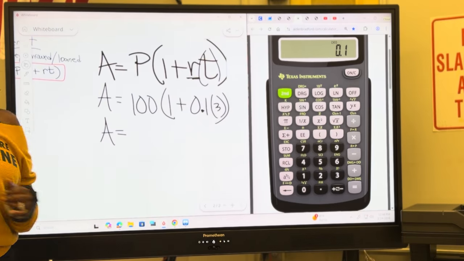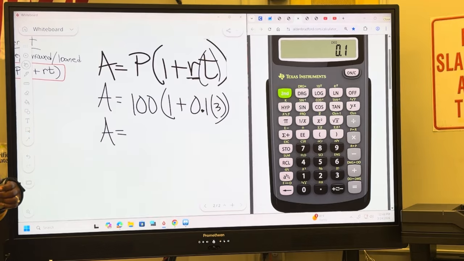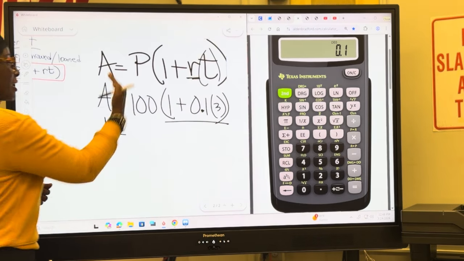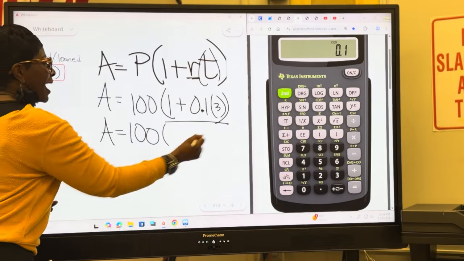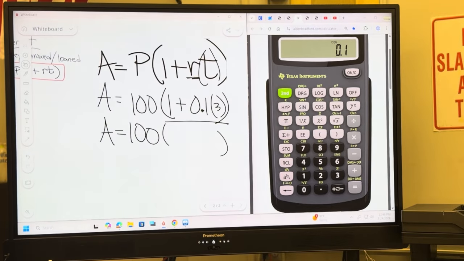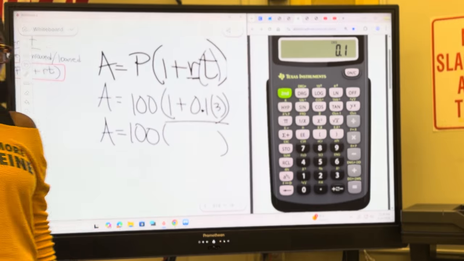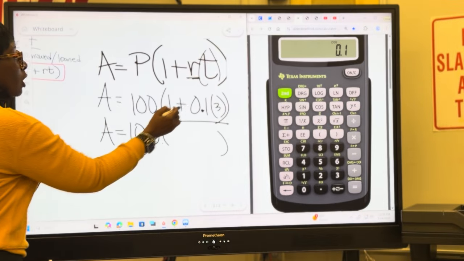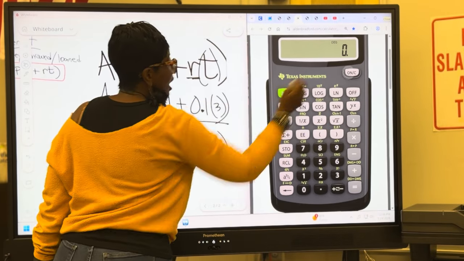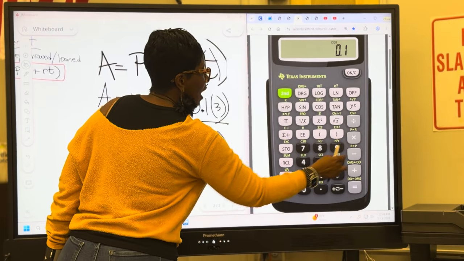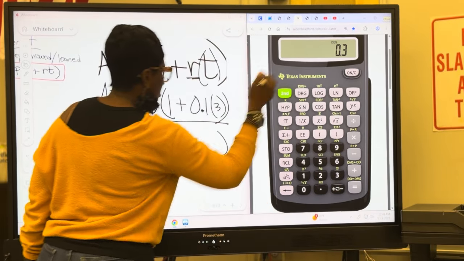I don't have any exponents, right? Parentheses I do have. I need to work this. So before I deal with this 100, I've got to work what's inside here, right? But I have addition and I have multiplication. Which one am I going to do first? Multiplication. What's 0.1 times 3? 0.3. Good. 0.1 times 3 gives us 0.3.